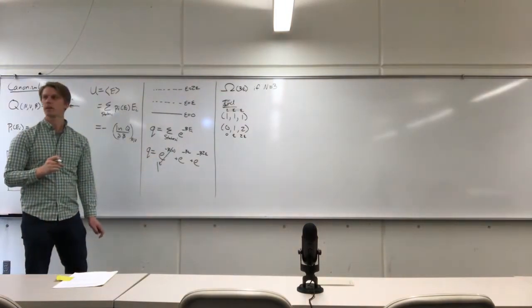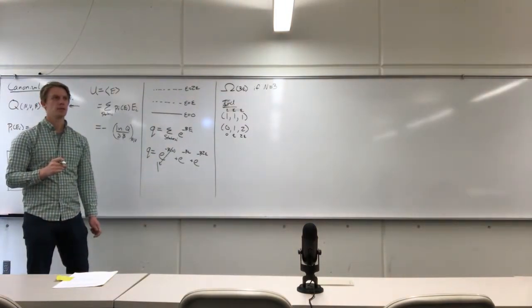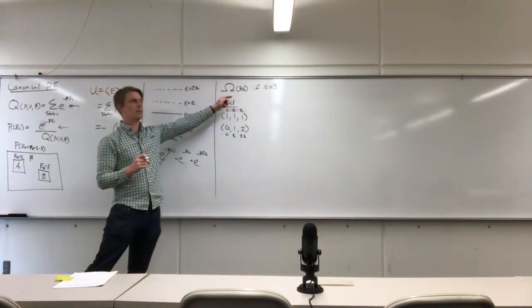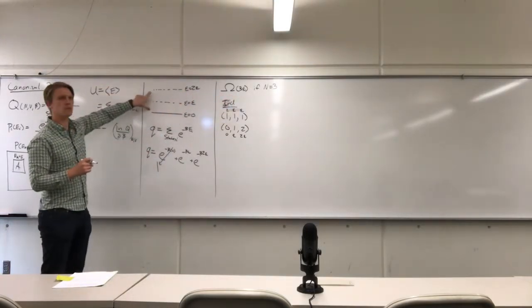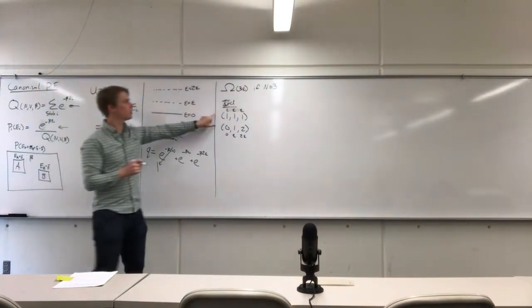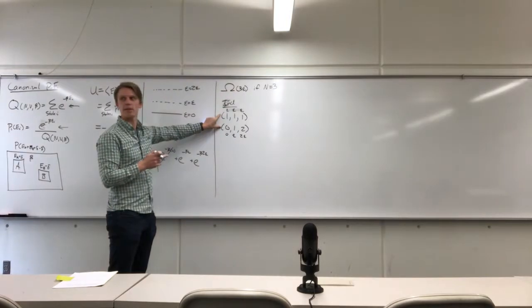Are there any other configurations of the system that have energy of 3 epsilon? 0, 0, 3. We're constrained to only the first 3 energy levels for this particular problem. So in that case, these are the only 2 ways that we can have the system with indistinguishable particles. Okay.